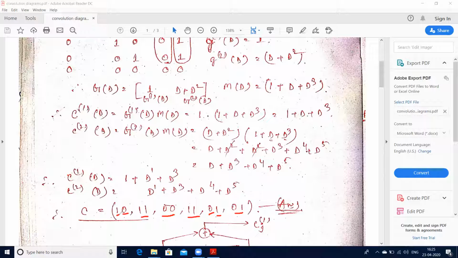So in this way, you can write the ultimate result or the final result of C. So that is your code word. So this is your final code word. Okay.